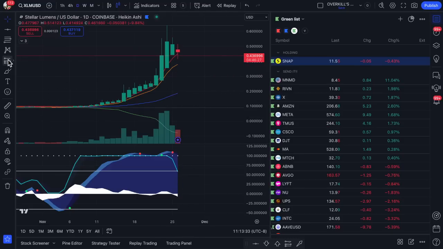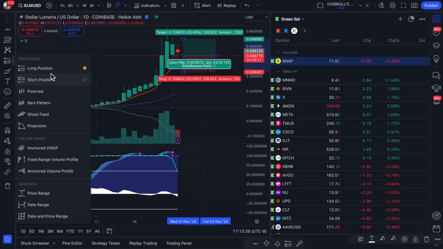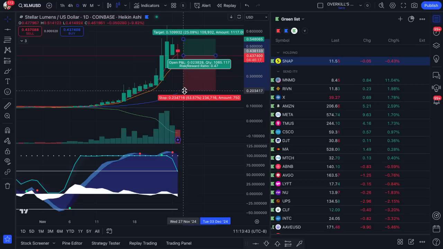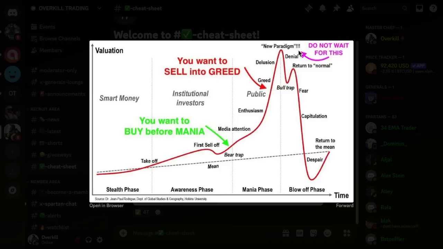So you can literally measure that by seeing where the price is. I use this tool right here, the long position tool, and then you can just click the price and drag this down. Look at that, 57% off the average. That tells me on XLM, XRP, we're up in this territory, right?